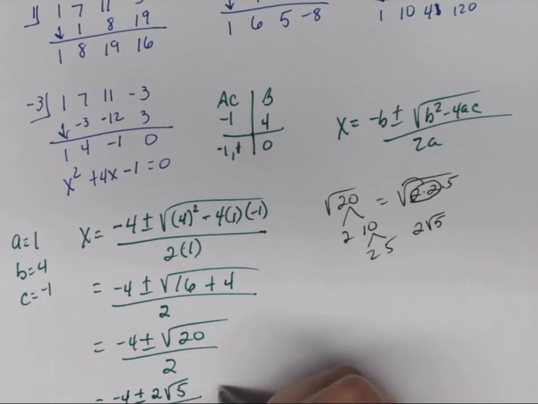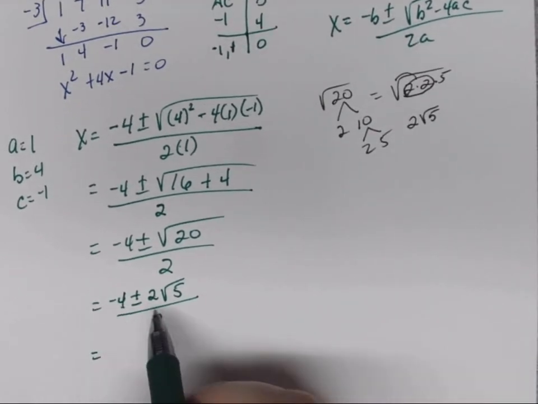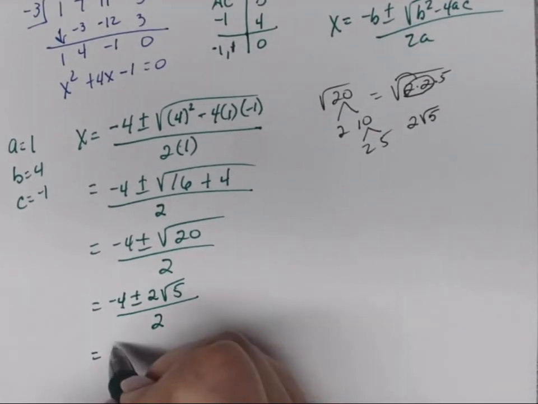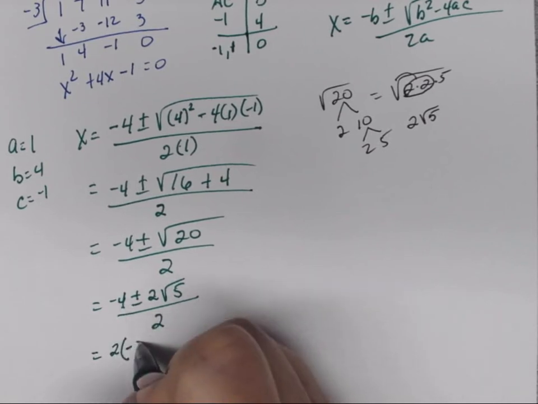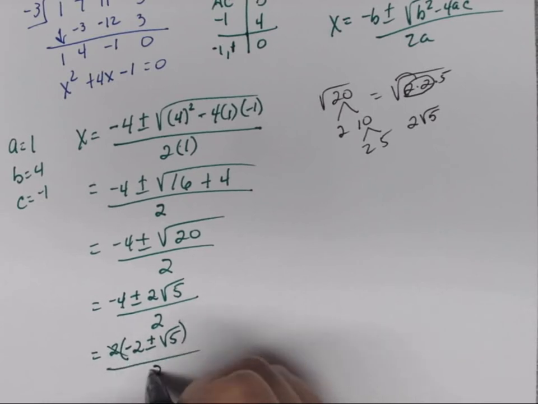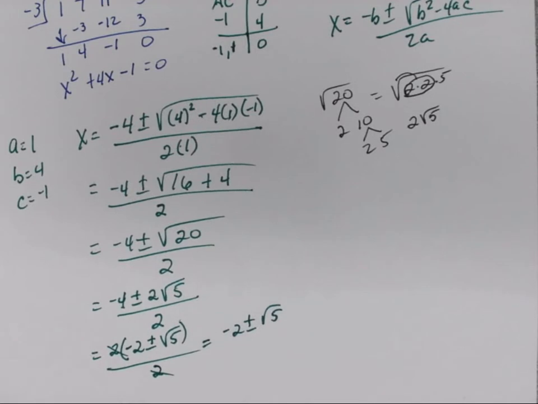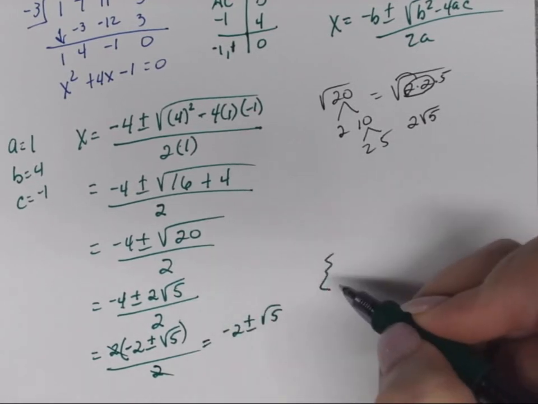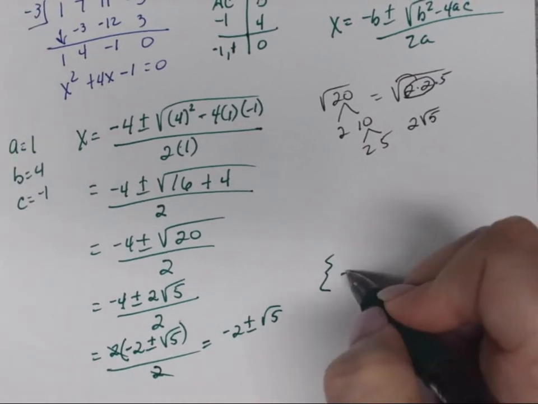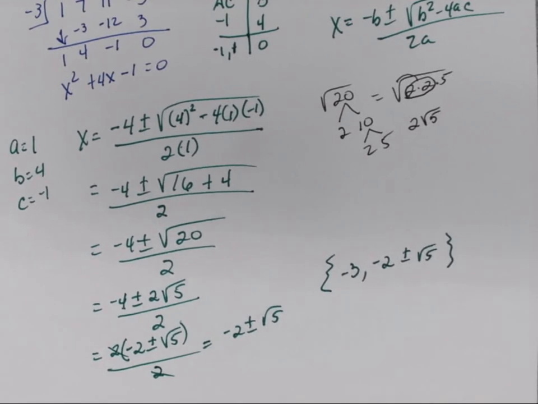So we need to factor out a 2, because the 4, the 2, and the 2 all have a 2 in common. So 2 times negative 2 plus or minus the square root of 5 all over 2. Those will cancel, and we'll have negative 2 plus or minus the square root of 5. So for me, you do not need to separate those out. Your answer would then include the negative 3 that you found and then negative 2 plus or minus the square root of 5. That would be your final answer.